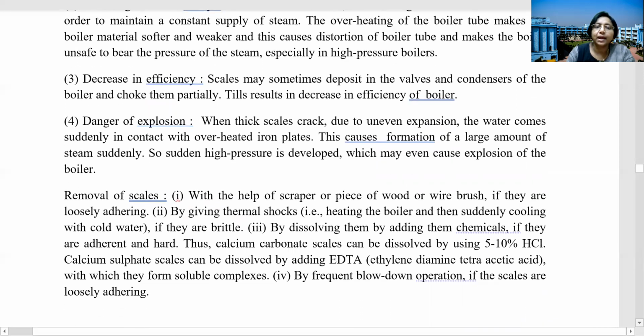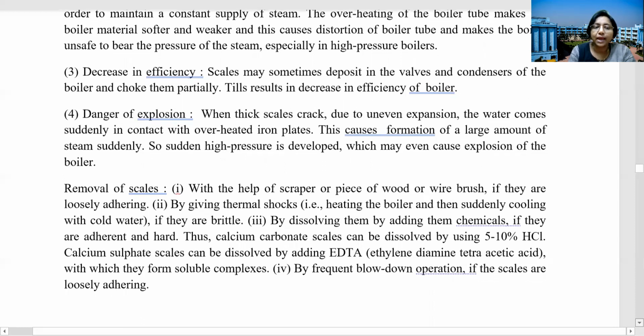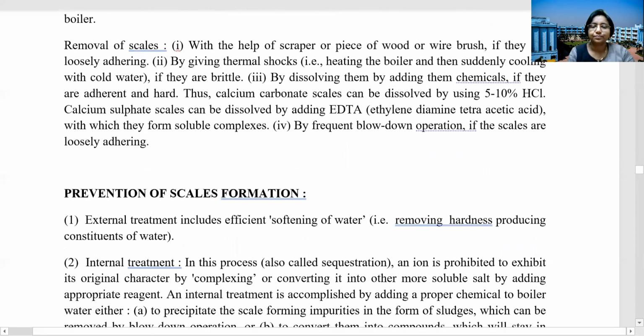So how can the scale be removed? We should not use hard water, but if we do, and scale is already formed, how can we remove it? With the help of a scraper, a piece of wood or a wire brush if they are loosely adhering, or by giving thermal shocks, or by dissolving them with chemicals. There are different procedures by which we can remove the scales.